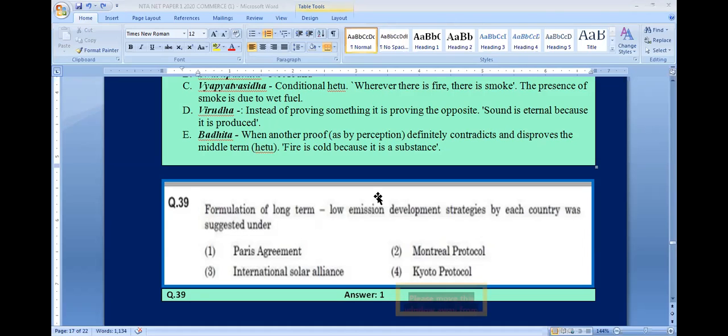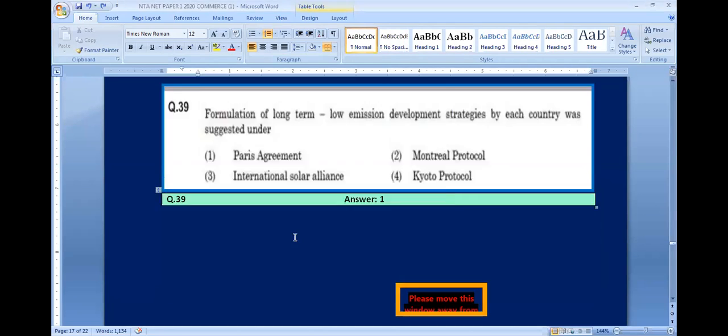Remember this. Formulation of long-term low-emission development strategies by each country is suggested under the Paris Agreement. It is explicitly given in your syllabus: Montreal Protocol, International Solar Alliance, Kyoto Protocol, Paris Agreement, all those things.